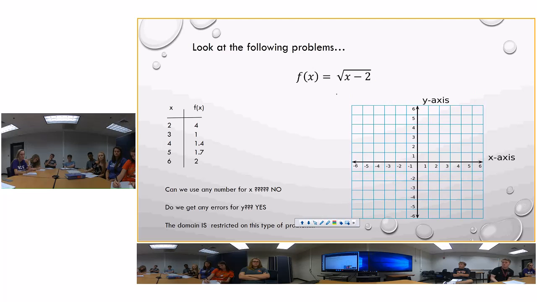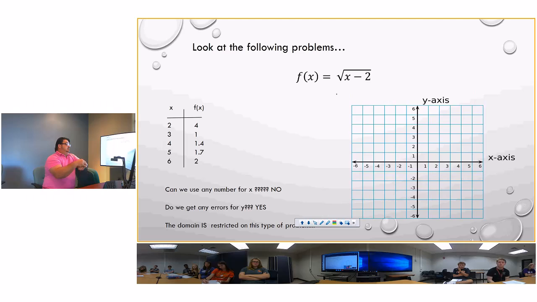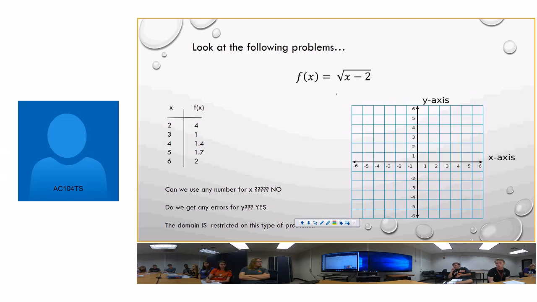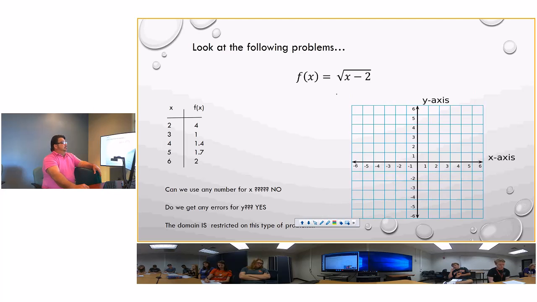Versus this guy. The only numbers you can put in this one are 2 and beyond. Why? Because you can't have a square root of 0. You can't have a square root of a negative. So can we use any number for x? No. You have to use 2 and above. So the domain of this function is 2 and above, or x such that x is greater than or equal to 2.